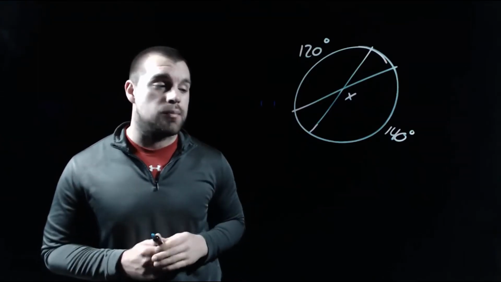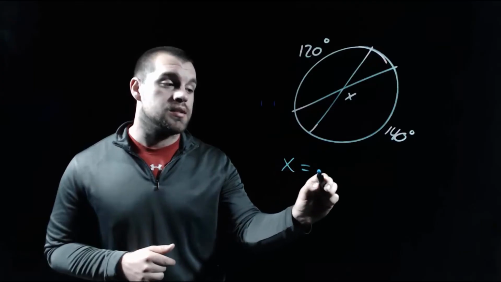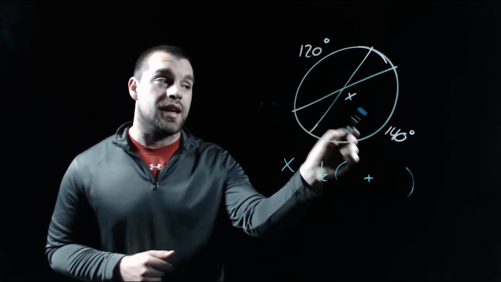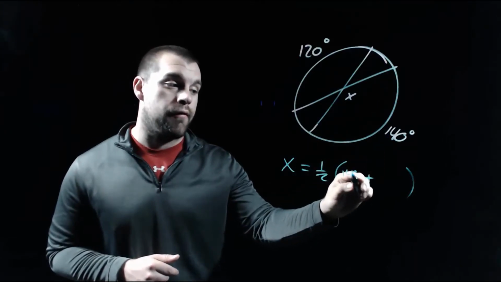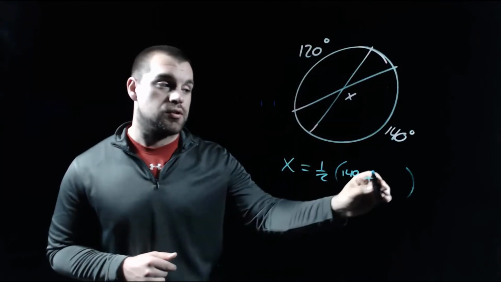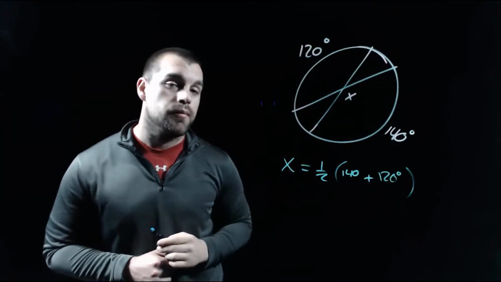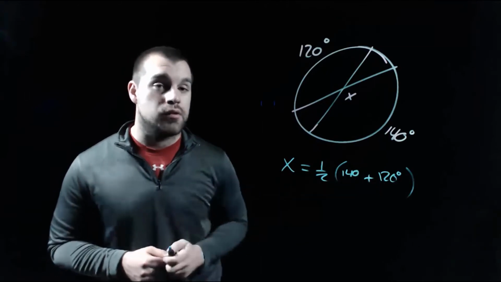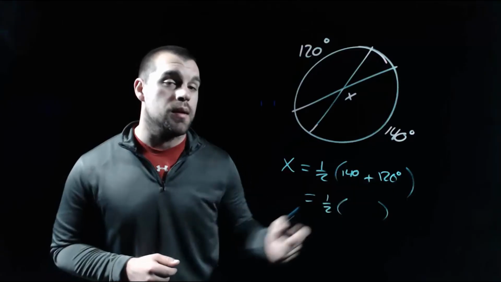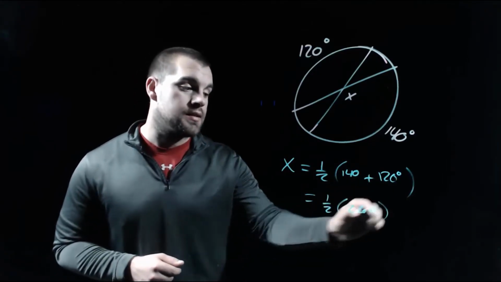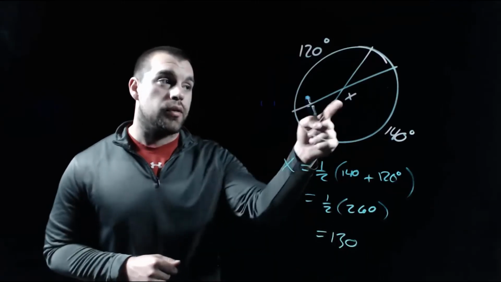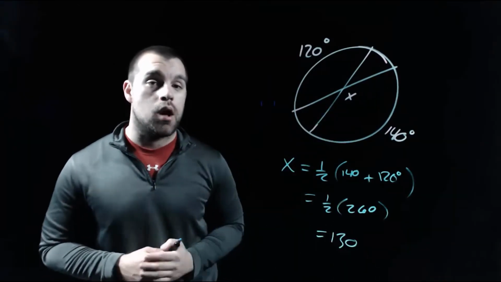So the property that we just talked about said that the measure of the angle is equal to 1/2 times the sum of the arc that the angle intercepts, so that's our 140 degree arc, and the arc that the vertical angle intercepts. So that's our 120 degree arc. First thing that I'm going to do is add the two values inside of the parentheses together. So we've got 1/2 times, if we take 140 plus 120, we get 260. And then half of 260 is 130. So that x angle in the middle is 130 degrees.